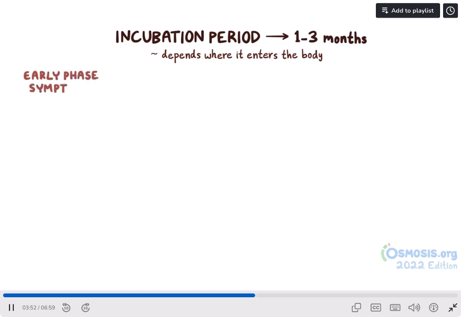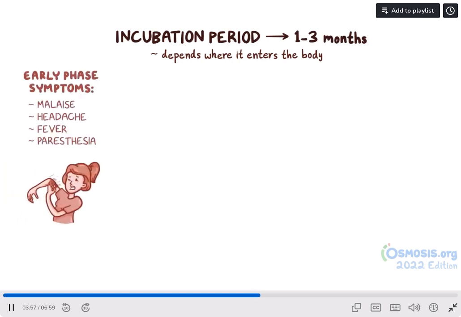In the early phase, symptoms are usually malaise, headache, fever, and paresthesia, or a sensation of tingling, itching, or burning that radiates from the original site of infection. In the clinical phase, there are two typical types of symptoms.